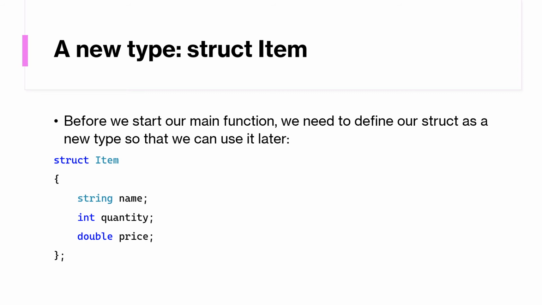So we have struct Item, open curly, string name, int quantity, double price. Note that they don't have to be of the same type to be part of a struct. And of course, we don't forget the semicolon at the end of the type definition.